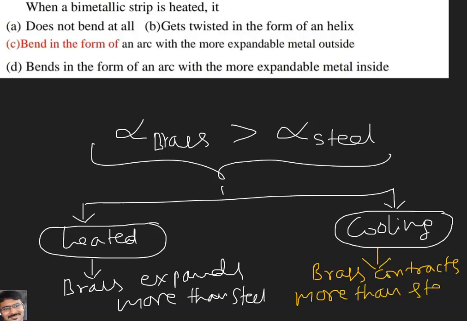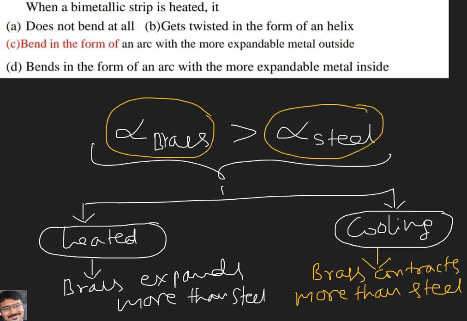So here is the phenomenon I have to take care of. Alpha of brass is greater than alpha of steel, which means it has more coefficient of linear expansion. When heated, it expands more. In the question also observe what they told: when a bimetallic strip is heated, it bends in the form of an arc with the more expandable metal outside. We will see those things in detail now, so that we can understand the total bimetallic strip concept.